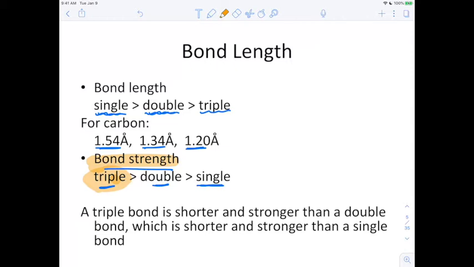Now, I'm going to have two. With the same amount of strength, I cannot pull it as far. Because it does not stretch as far, we say that it's shorter.